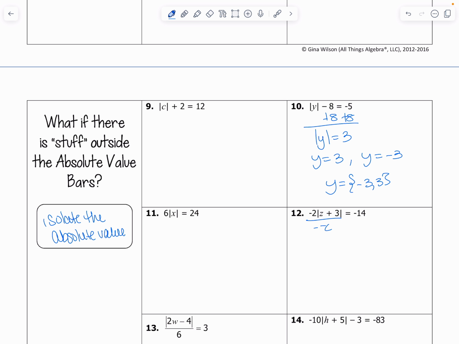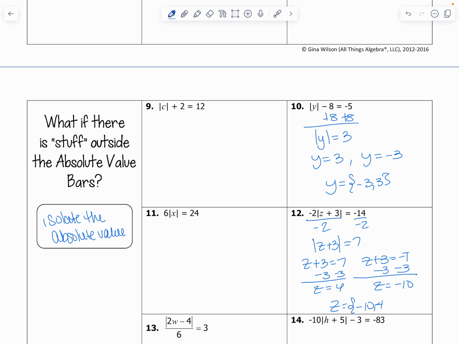Divide both sides by negative 2, so absolute value of z plus 3 is equal to 7, so z plus 3 is equal to 7, or z plus 3 is equal to negative 7. So subtract 3 from both sides, so z is equal to 4. Subtract 3 from both sides, so z is equal to negative 10. So z is negative 10, or 4.